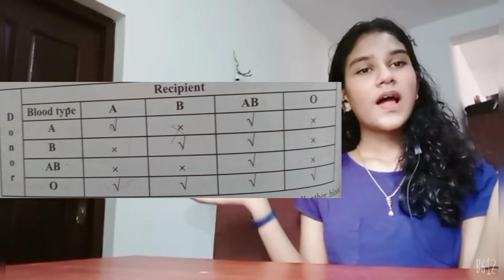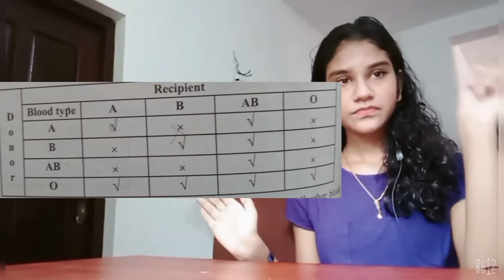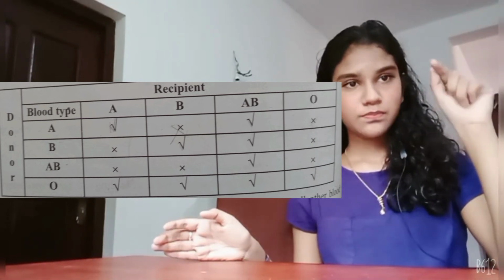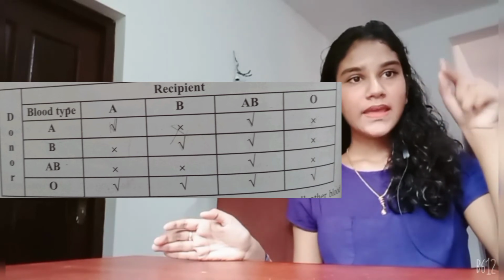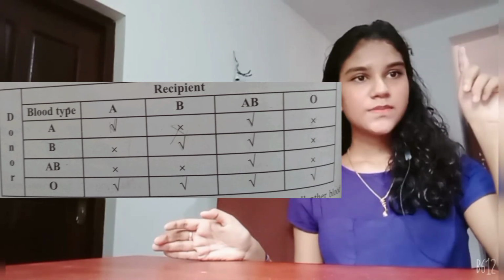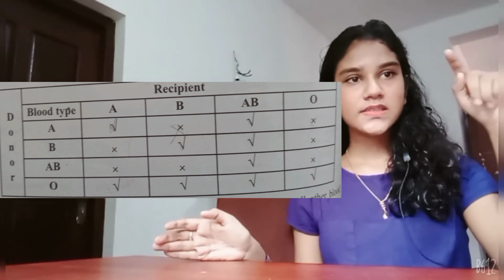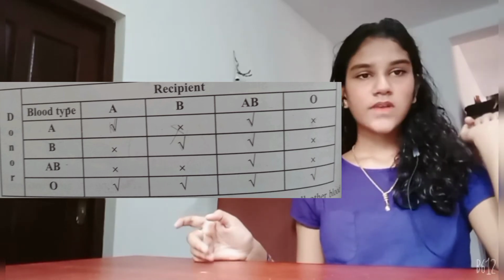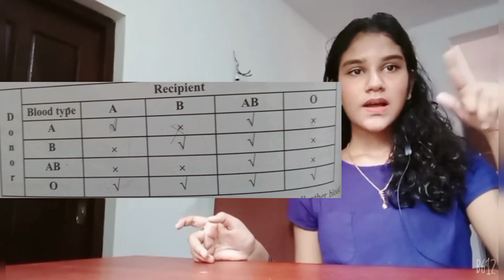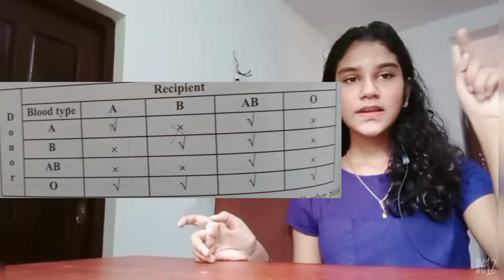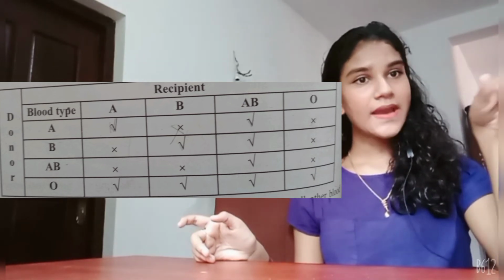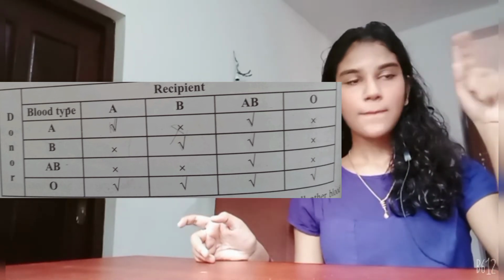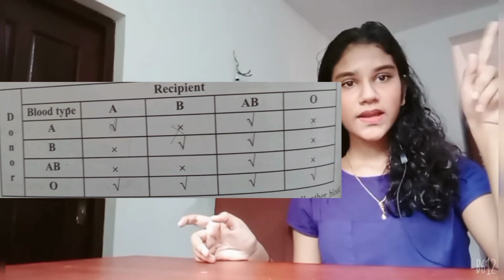If the blood type of the donor is B, recipient A, it's not possible. Blood type is B, the recipient blood is B, it's possible. Blood type B, the recipient of the blood type is AB, it's possible. The blood type of the donor is B, the blood type of the recipient is O, it's not possible. When we go to AB as the blood type of the donor to the recipient group A, it's not possible. AB into B, not possible. AB into AB, it's possible. And AB into O, it's not possible.